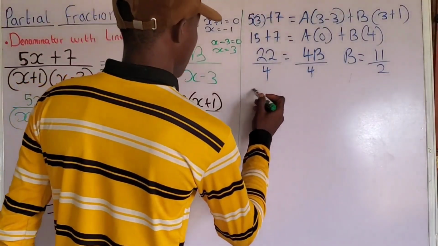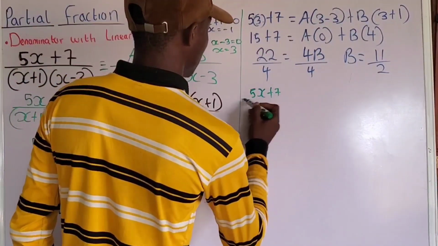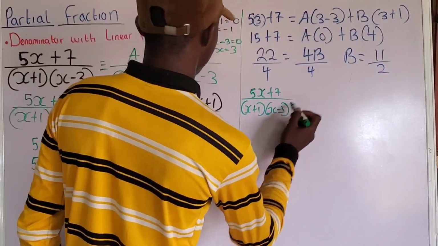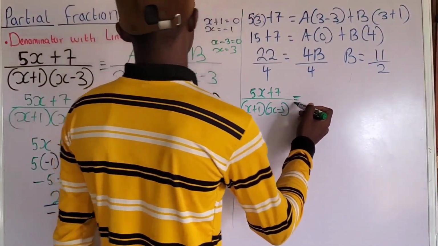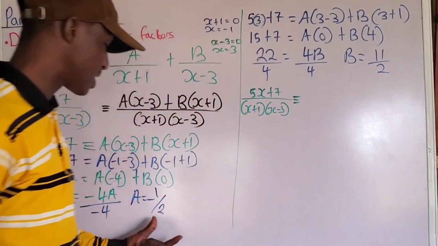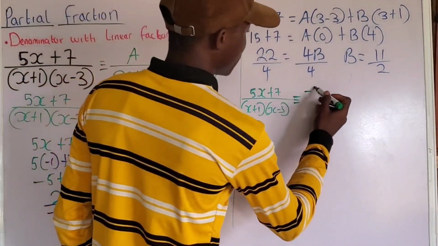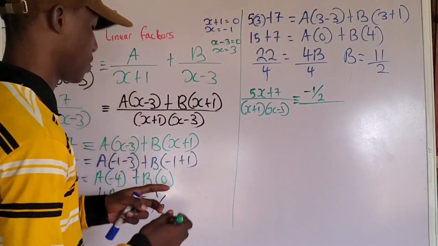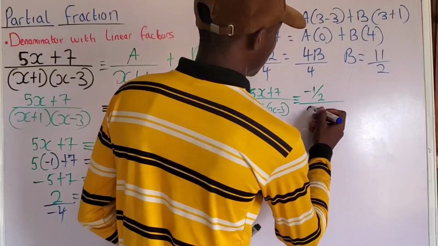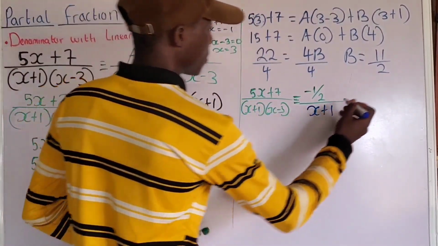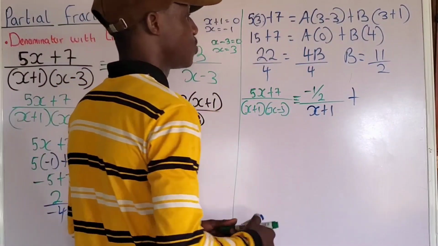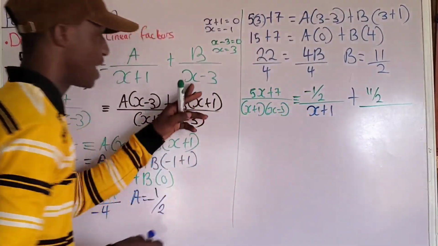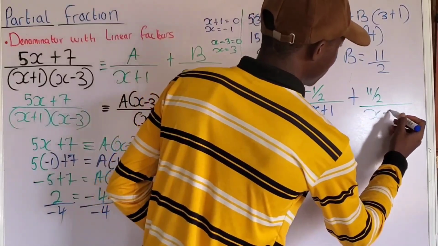We have here 5x plus 7 all over x plus 1, x minus 3 is equal to a, and a is what? Negative 1 over 2. So I'm going to have negative 1 all over 2 divided by x plus 1, then plus b. Don't forget that b is what? 11 over 2. So I'm going to have 11 over 2 divided by what? Divided by x minus 3, okay? So I'm going to have x minus 3, okay?